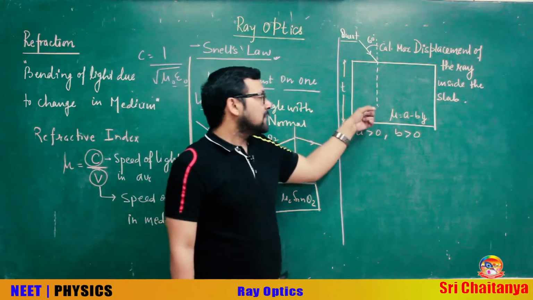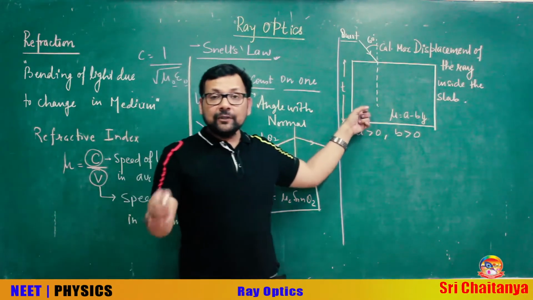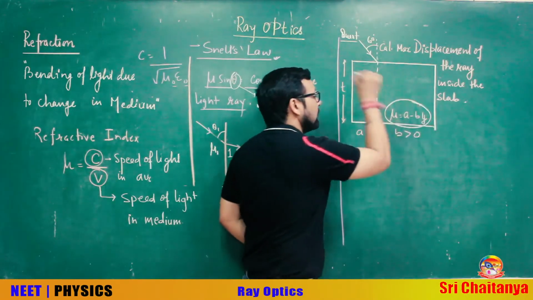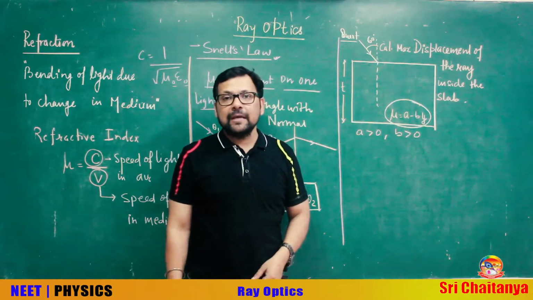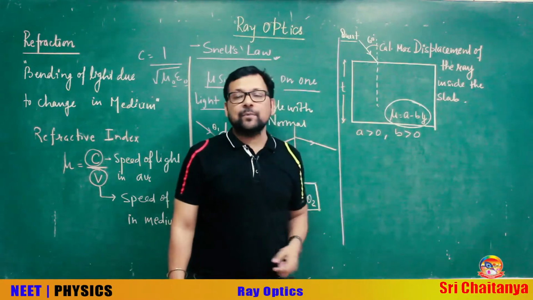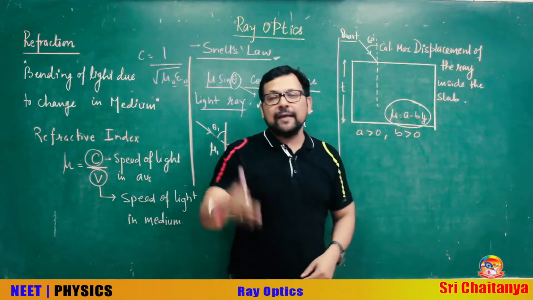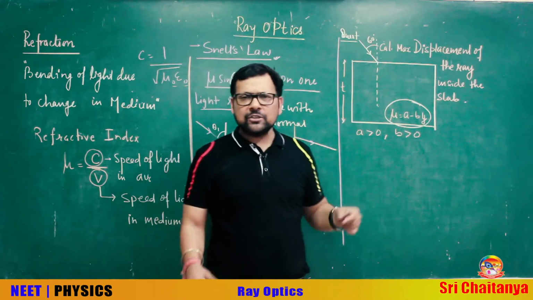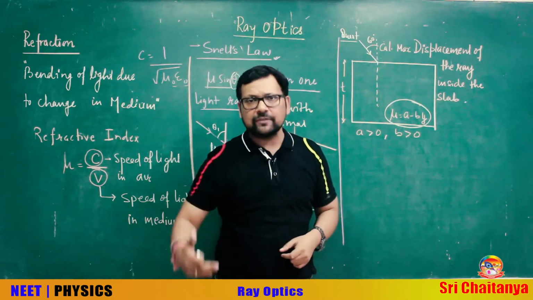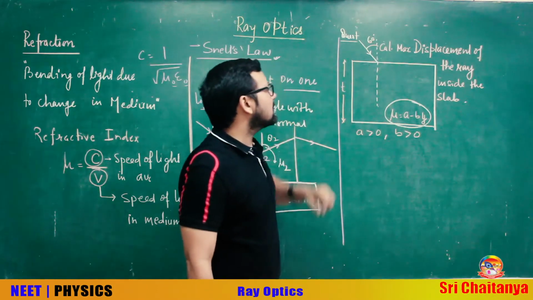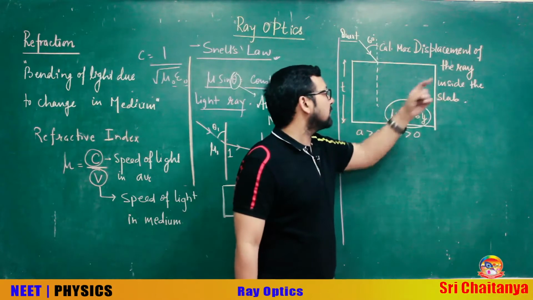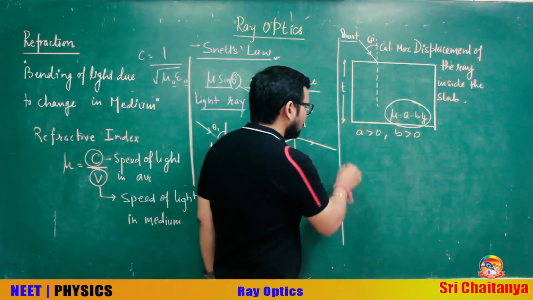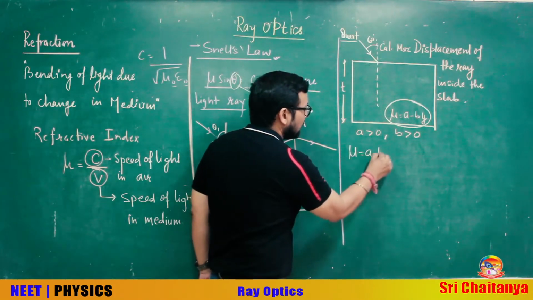See, this is a slab. When you have a look at the refractive index of that slab, that refractive index is A minus By. Here A and B are positive constants, and Y is the vertical variable. Thickness is T, and we can assume that the slab has sufficient thickness. Now the question is asking us to calculate the maximum displacement of the ray inside the slab. Maximum displacement.